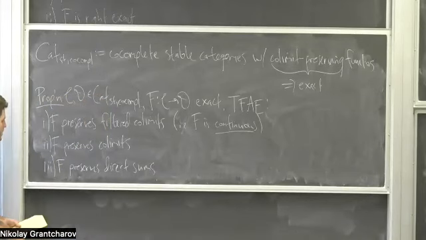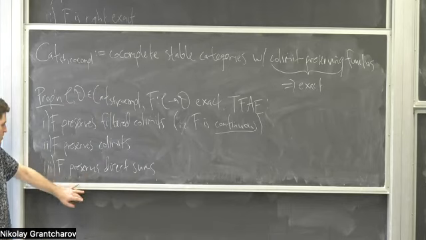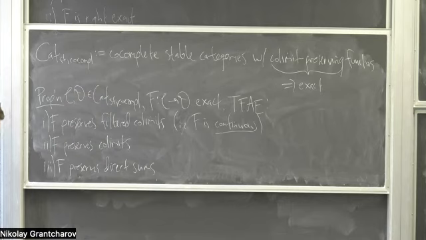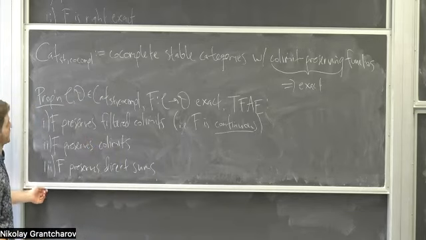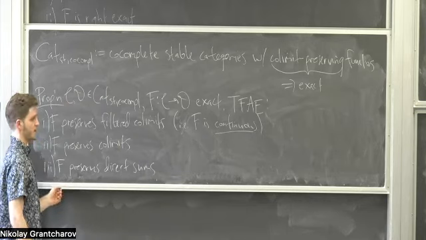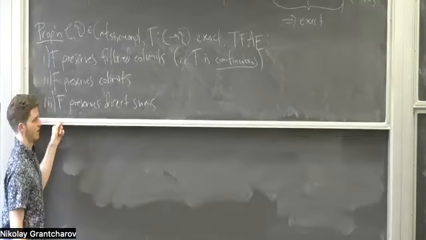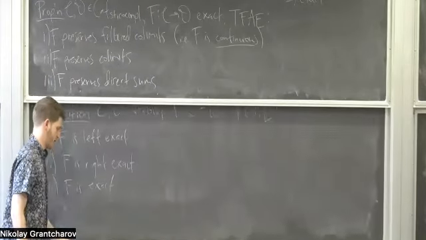Okay, so maybe I wrote them in a weird order. This one looks like maybe the weakest condition, but in fact it implies the others. So for exact functors, this colimit preserving condition means that you preserve all direct sums, including infinite direct sums. So it's actually a pretty mild condition. Most nice functors that arise in practice have this property.